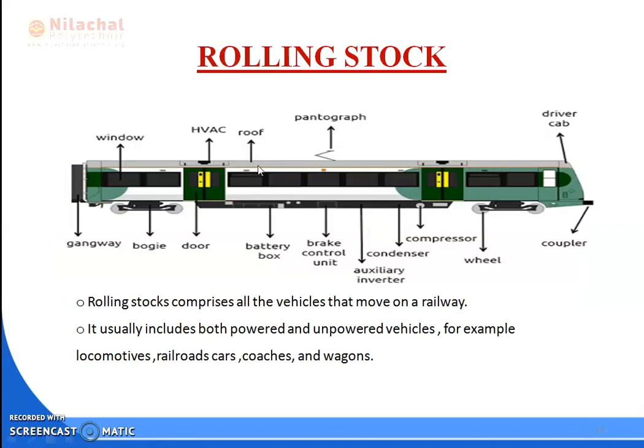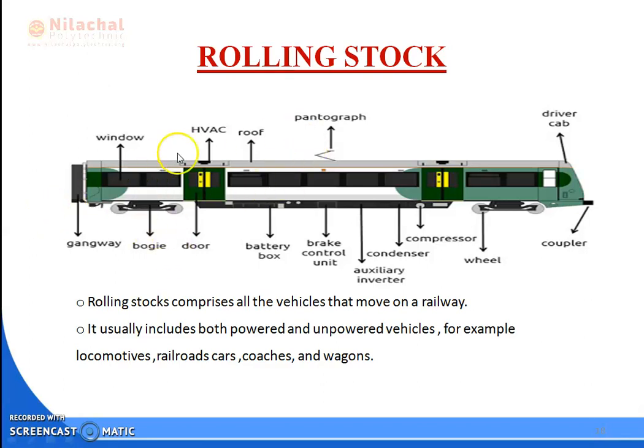So next slide, rolling stock. Okay, so this is the picture of rolling stock. So rolling stock means what? The rolling stock comprises all the vehicles that move on a railway. So rolling stock means locomotives, carriages, wagons or other vehicles which are used on a railway. The term rolling stock in the rail transport industry refers to railway vehicles, including both powered and unpowered vehicles.